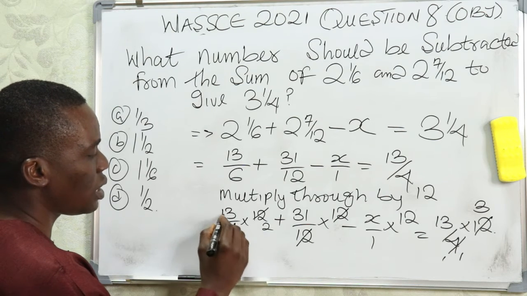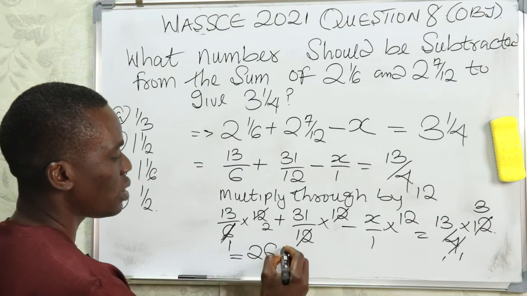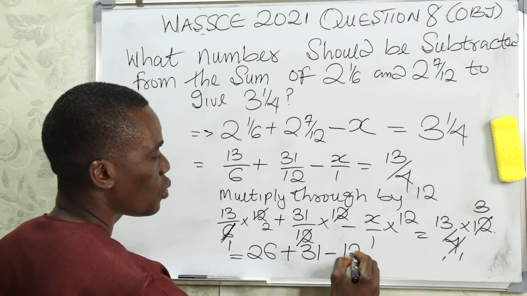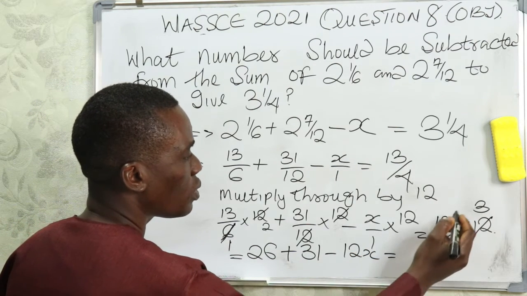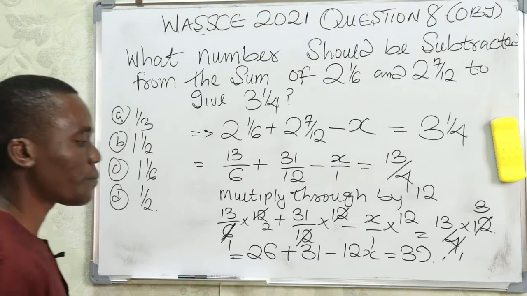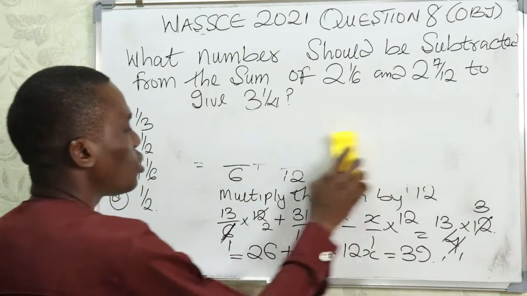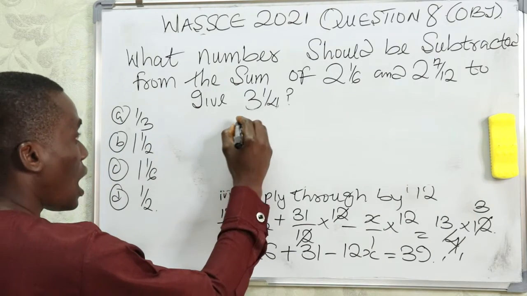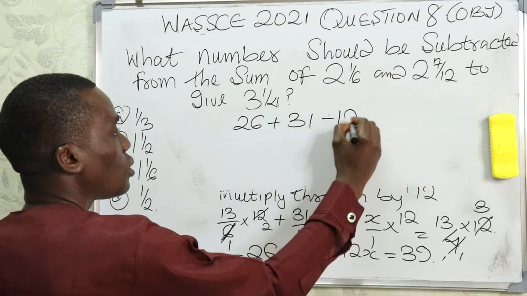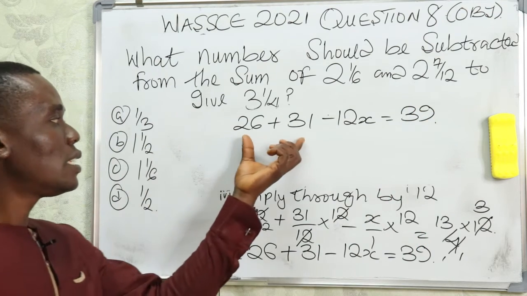We are going to have this times this will give us 26. 13 times 2 will give us 26, plus 31 minus 12x equal to 13 times 3 will give us 39. Now you see, we've reduced this into a very straight equation. Now this will have 26 plus 31 minus 12x equal to 39. Now let's add this.